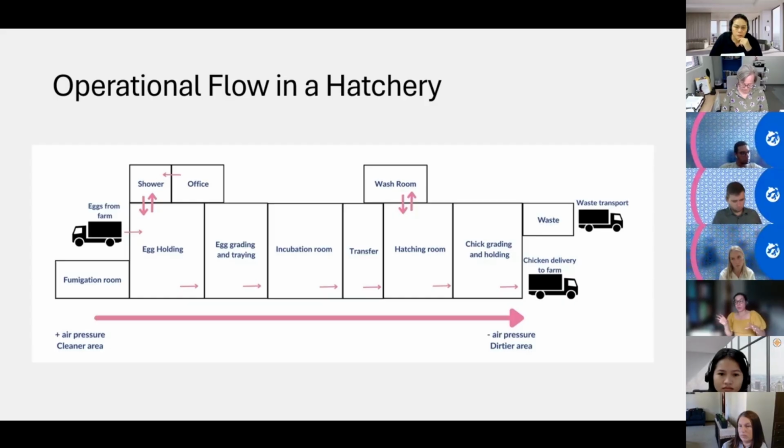And here is also where, if the company is doing in ovo vaccination, for instance, or in ovo feeding, it takes place, during that transfer from the setter tray to the hatcher basket. So after the transfer, it goes to the hatching room, and then once the chicks are ready, they go to chick grading and holding, and then chick delivery. There is always waste, and we need to have a place to manage that waste properly. So this is the flow.